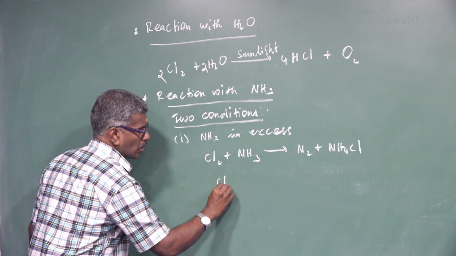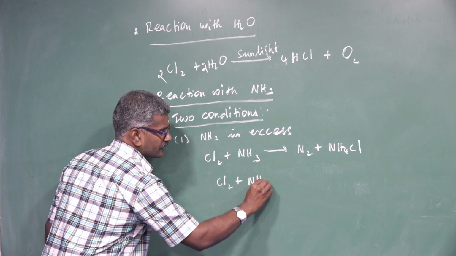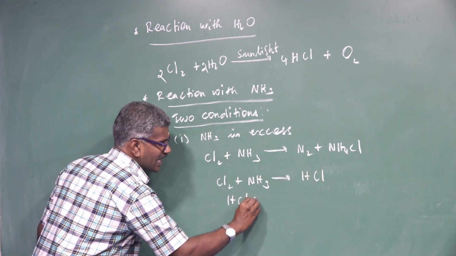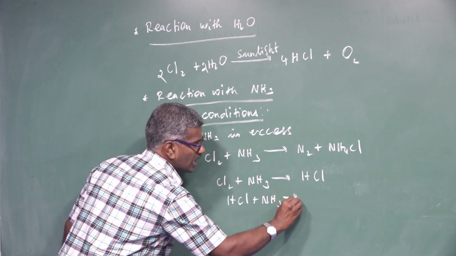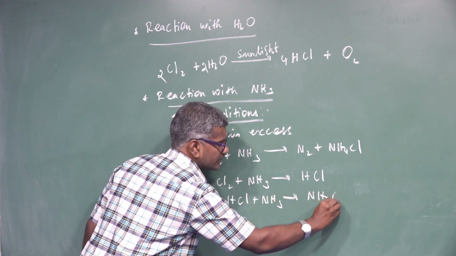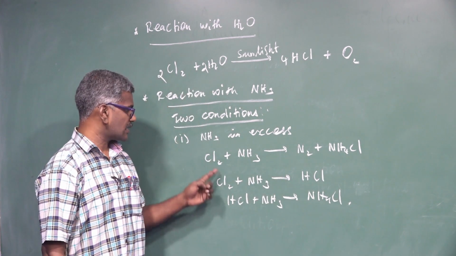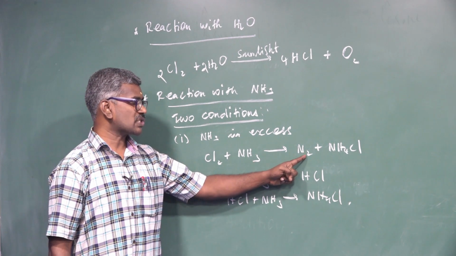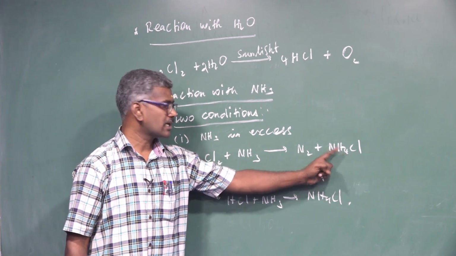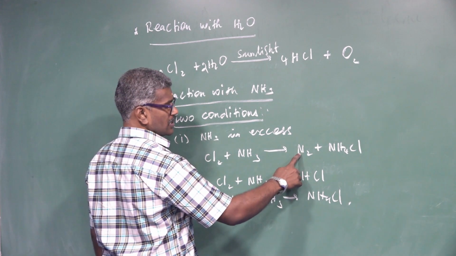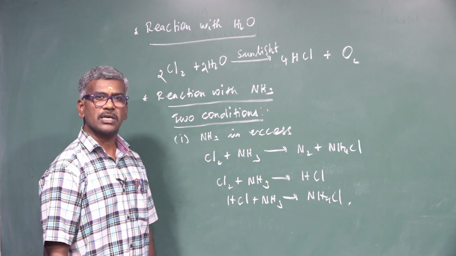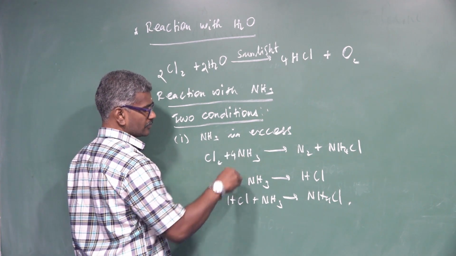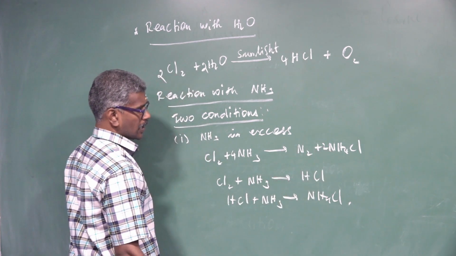First, chlorine reacts with ammonia, forming HCl. HCl further reacts with ammonia to form ammonium chloride. One more question may be asked: chlorine reacts with excess ammonia to form nitrogen and ammonium chloride. Balancing the equation: how many ammonia? There is a 2 here, 1, 4. Most probably when an odd number does not balance, take an even number, that is 4. Here 2 times.